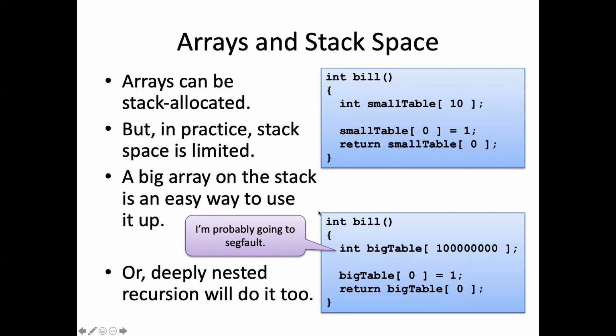Here, if you make a small array on the stack, no problem. 10 elements of size int, that's easily going to fit on the stack. But if I go down and say I want, I don't know how many zeros there are, let's say 100 million ints worth of storage, that's probably not going to fit on my stack. And when I call this function and start trying to use that table, it's probably going to crash my program. This is our first easy way to run out of stack space, by making an array that's too big.